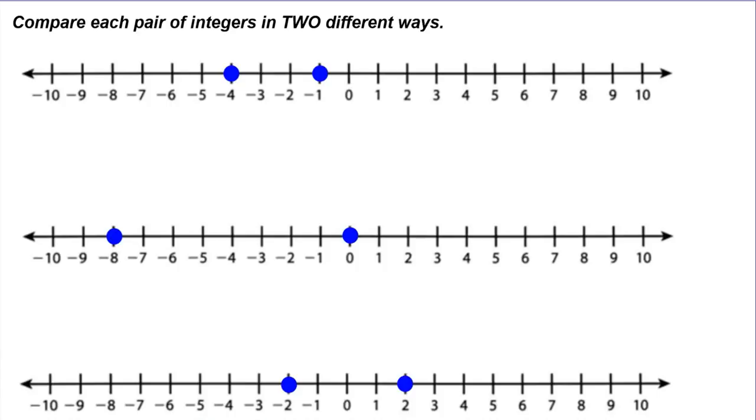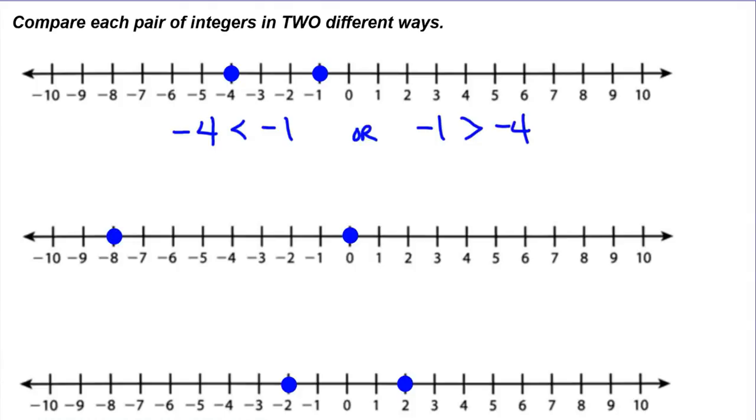Well, on this first number line, I have -4 and -1 graphed on the number line. Now, -4 is further to the left on the number line, so I could say that -4 is less than -1. So I could write that like this: -4 is less than -1. However, I could also say that -1 is further to the right on the number line, so -1 is greater than -4, so I could also write that. So I could say -1 is greater than -4. Both of these are two different ways to say essentially the same thing. We're comparing the values of these integers.